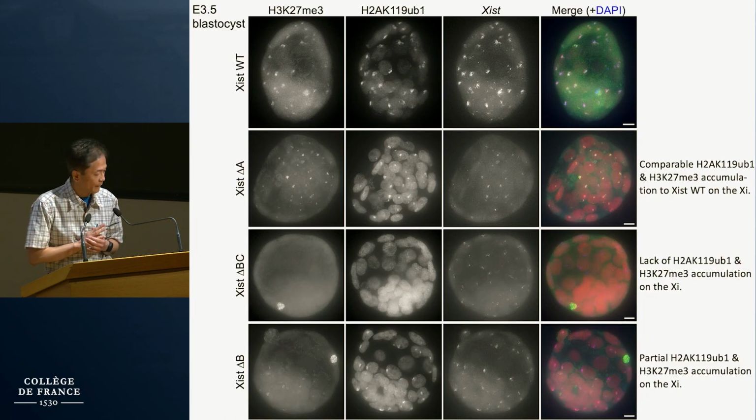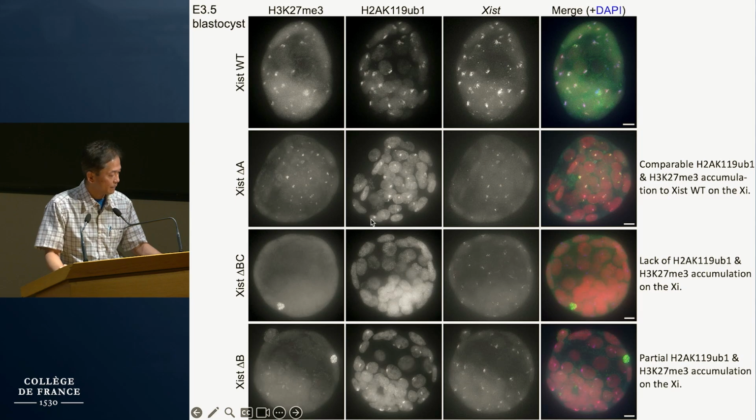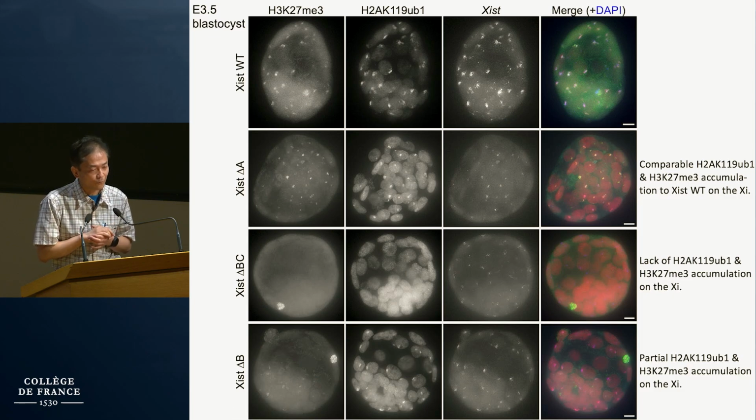Then we asked whether this Xist BC mutant could recruit polycomb modifications or not. We stained E3.5 blastocysts with antibodies for these two polycomb modifications. What we found is that the Xist BC repeat mutant lacked these two modifications from the Xist-coated domain. But this is not the case for the Xist A repeat mutant. And the B repeat mutant showed partial accumulation of these two polycomb marks, suggesting the amount of polycomb is important for female survival.